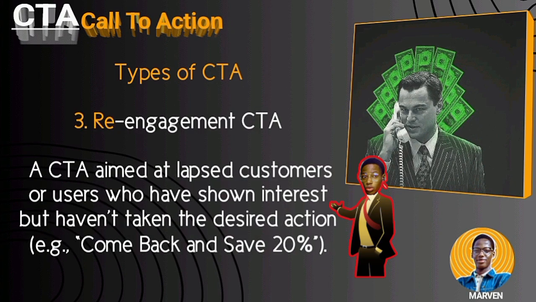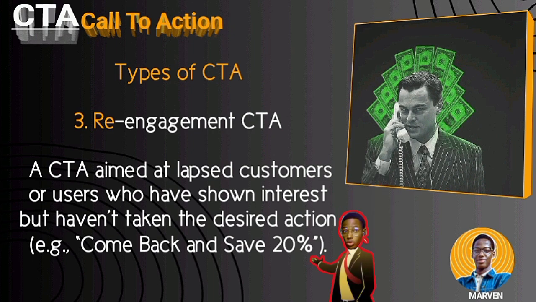And the third CTA is for some users that will come to your website, read your copy, read your sales, hop on your sales page, and not take action. So you want to write CTAs for this type of people, right? CTAs like come back and save 20% or something like that. So these CTAs are for those that showed interest but never took action.